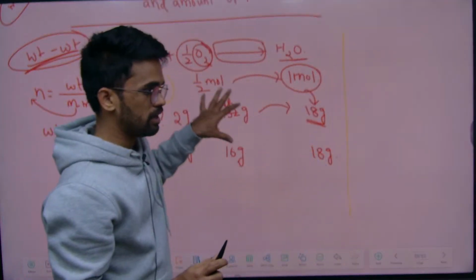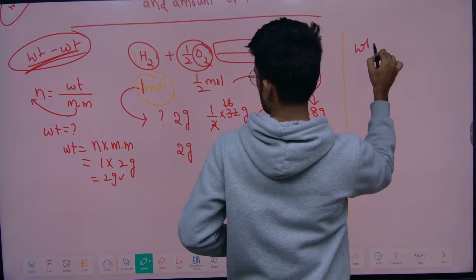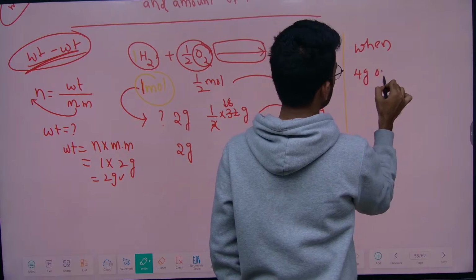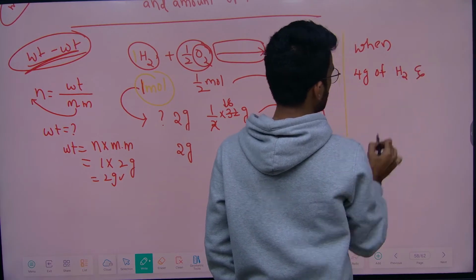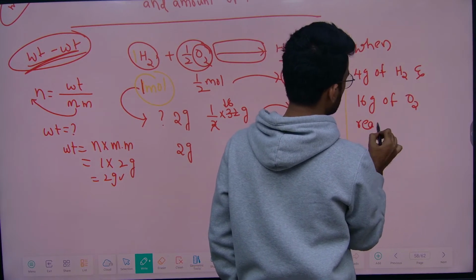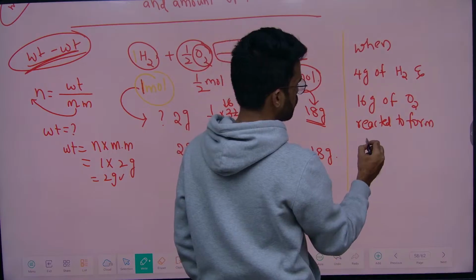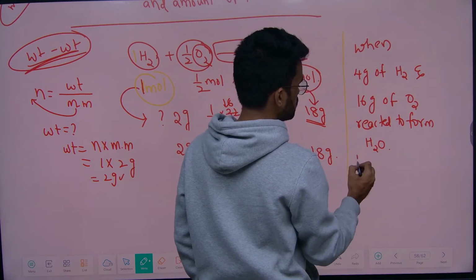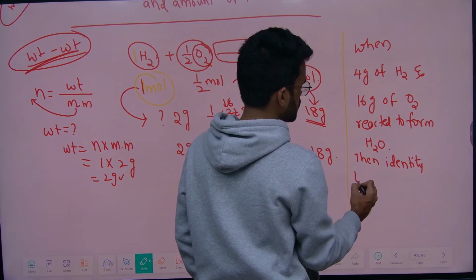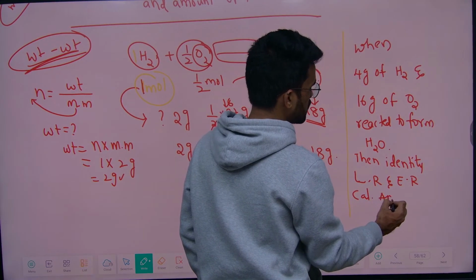Like this, you can expect the question in the exam also. The question will be like this: when 4 grams of H2 and 16 grams of O2 are reacted to form water, then identify the limiting reagent and excess reagent and calculate the amount of water formed.